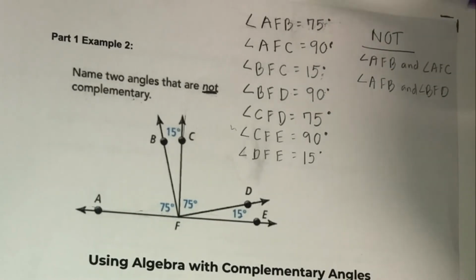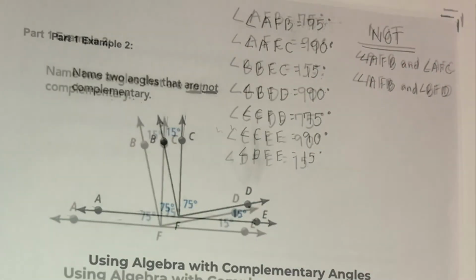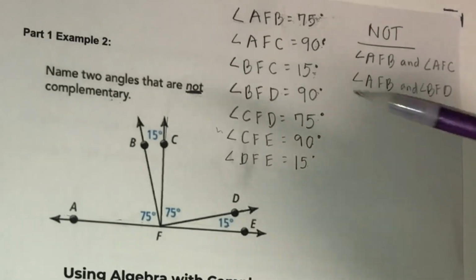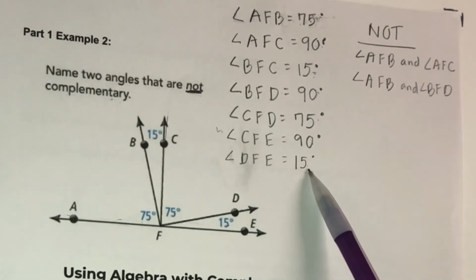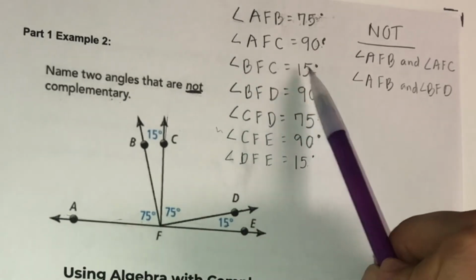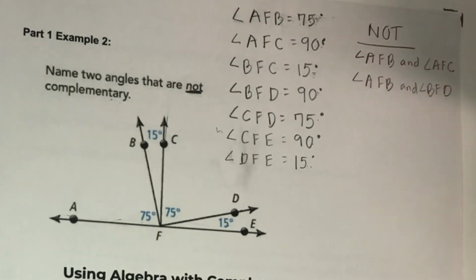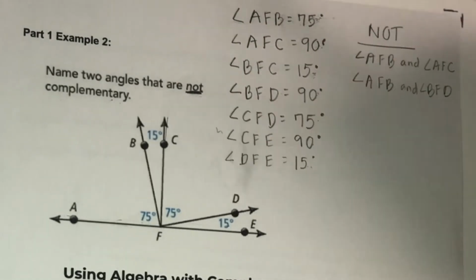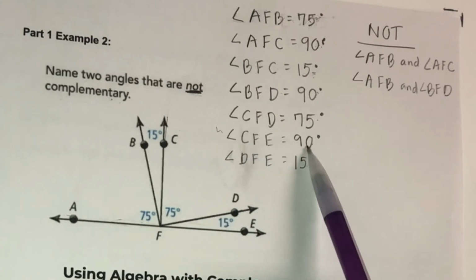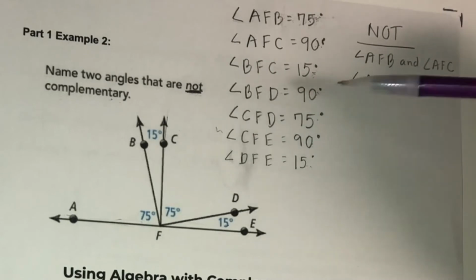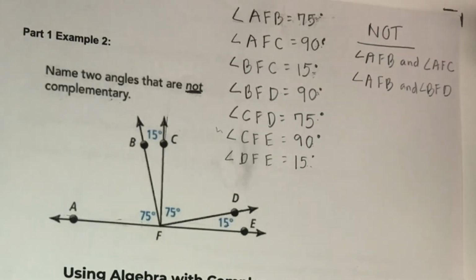Give me two more pairs of angles that are not complementary. So I'm not going to list all of them, but two other pairs that would not be complementary could be angle DFE, which is 15 degrees, and angle BFC, which is 15 degrees. 15 plus 15 is 30 degrees, so they would not be complementary. Another pair could be angle CFE, which is 90 degrees, and angle BFD, which is 90 degrees. Well, we know 90 plus 90 is 180, which is not going to be complementary. So there's a lot of pairs in here that will not be complementary.